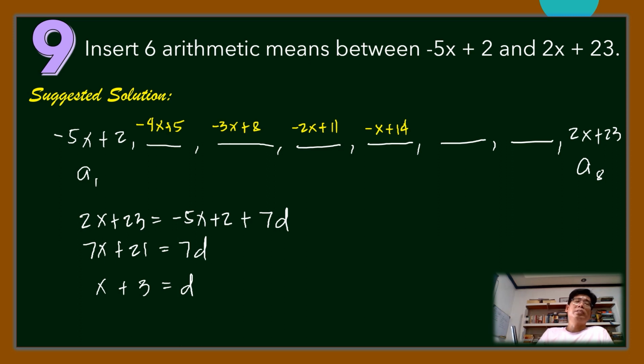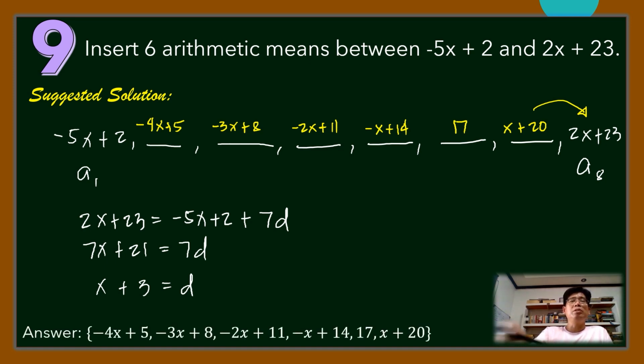Negative x plus 14 plus x plus 3 is 17. Then we add x plus 3, that will be x plus 20. We can verify whether our answer is correct if we add x plus 3 to x plus 20 and get 2x plus 23, which is correct. So the 6 arithmetic means between these two given values are negative 4x plus 5, negative 3x plus 8, negative 2x plus 11, negative x plus 14, 17, and x plus 20.